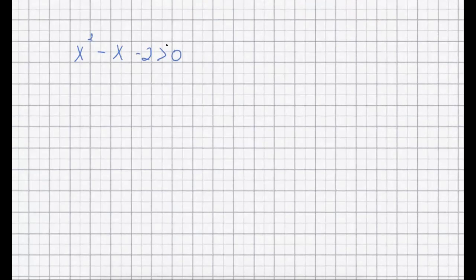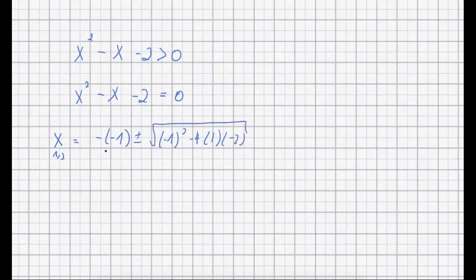The way to solve it is, first of all, solve the quadratic equation. So actually, you do an equation here. You change the sign to be equal. And now this is a quadratic equation that you know how to solve, right? So let's do it quickly. x1,2 equals minus minus 1 plus minus the square root of 1 squared minus 4 times 1 times minus 2, divided by 2 times 1. So it would be 1 plus minus 3. And then we have two answers, 2 or minus 1.